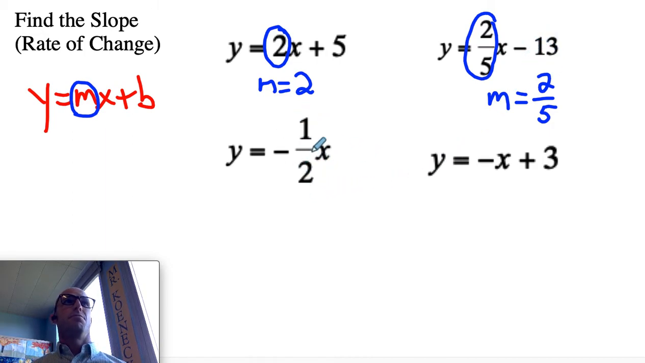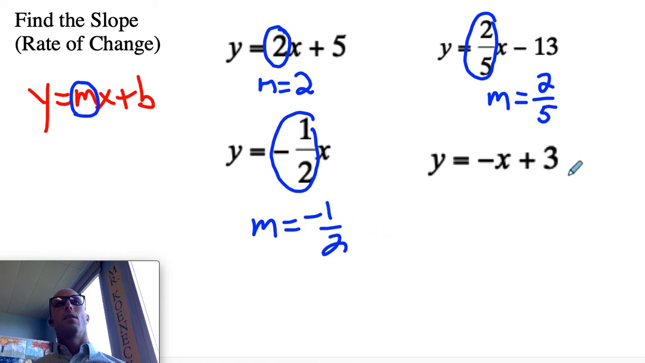This one, here's my value that's being multiplied by my input, so my slope is just -1/2. And then finally, negative x. What is multiplying my input? I can't just have a slope of negatives. It doesn't make sense. What we can do is think about negative, or opposite, of x. It's like -1x, -1 times x. So my slope here is -1. That one looked a little strange, but that's how you have to think about it.